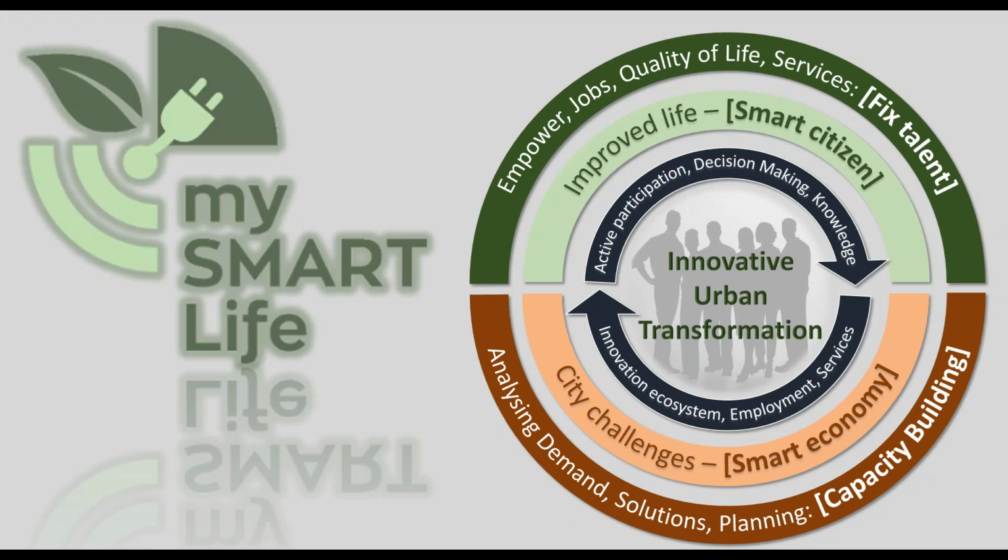I have tried to summarize in this slide the concept of innovative urban transformation for the project. As you can see, we have placed the citizens in the middle of this innovative urban transformation, which is an integrated process based on 2 main pillars. The first pillar is the smart citizen concept. We want to improve the citizens' life. We want to engage them in a very active and co-creative participation process in order to take better decisions and in order to enhance the knowledge that the city has of the problems of the citizens. So this is what we call the smart citizen pillar.